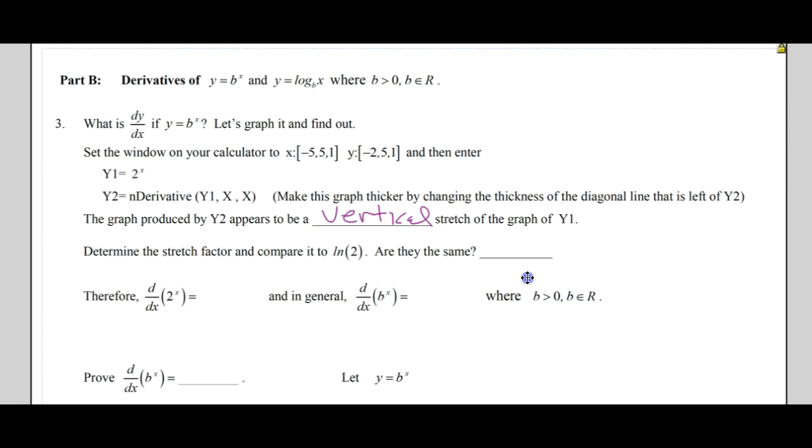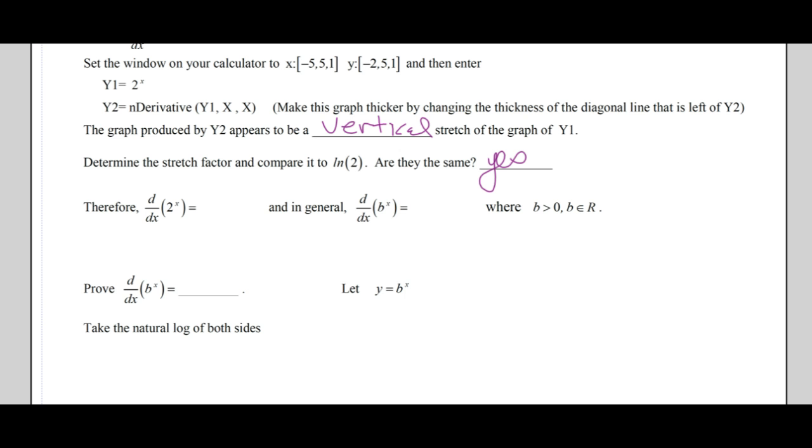Are they the same? Let's say yes. Therefore, d by dx of 2 to the x is equal to what? Well, not just ln 2. It's equal to ln 2 times 2 to the x, right? It's a vertical stretch, so it's like the a value in an equation, y equals a times. And in general, d by dx of b to the x must be ln b times b to the x.